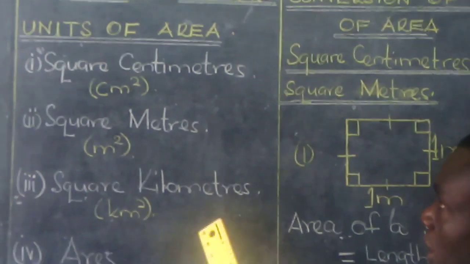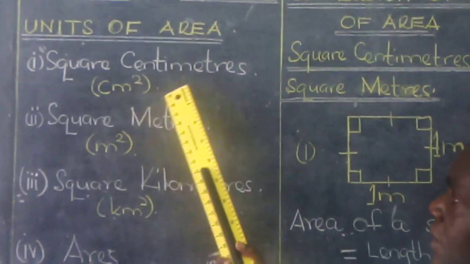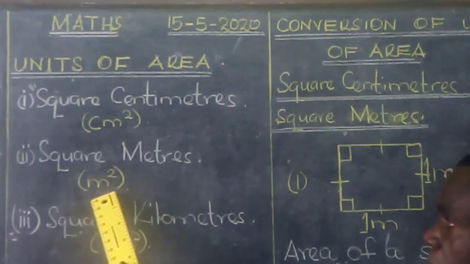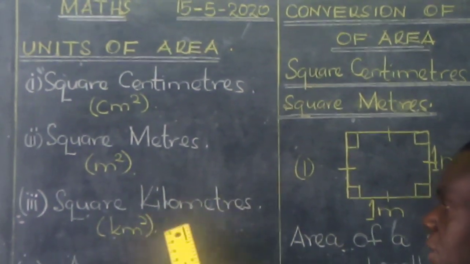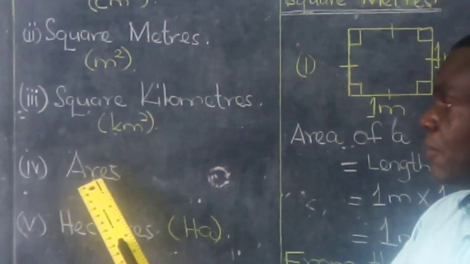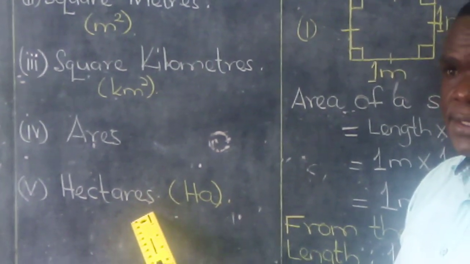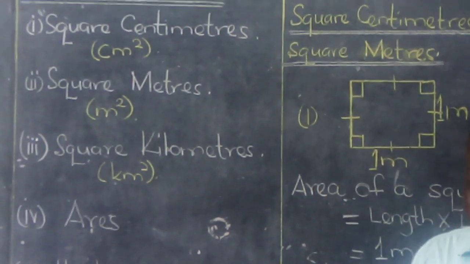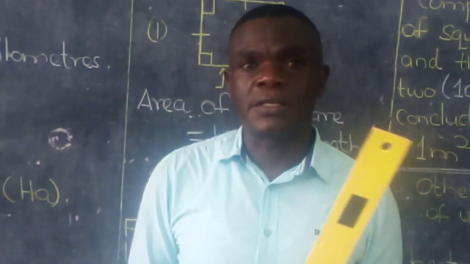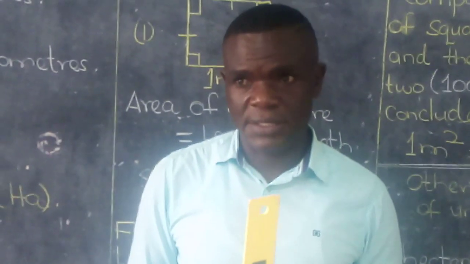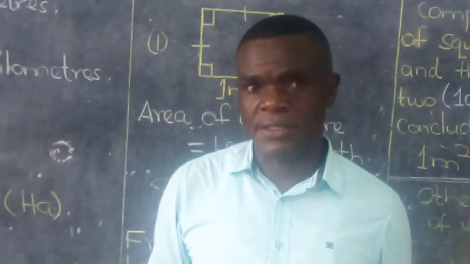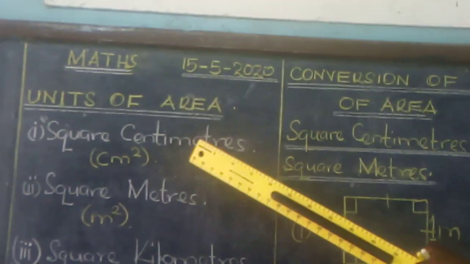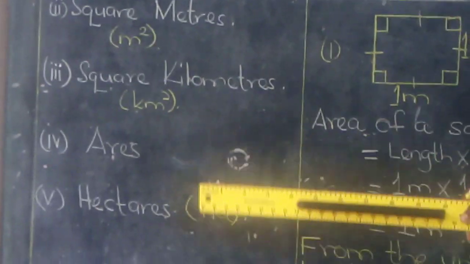So, there are several units of area. We have the square centimeters written that way, square meters written this way, square kilometers written that way, ares and hectares. These four are the ones we learn in primary. In some other stages of learning, you will learn about millimeters and acres, but today we look at these ones. And so these are the five units of area.